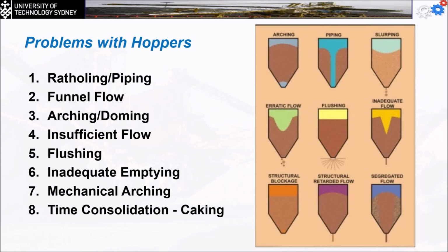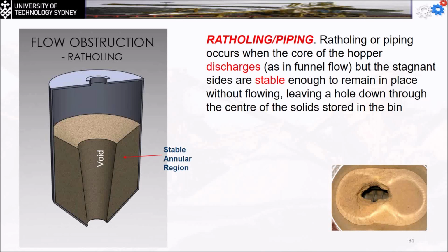So the rat holing and the piping occurs when the core of the hopper is discharged, but the stagnant sides are stable enough to remain in place without flowing, leaving a hole down through the center of the solid stored in the bin. So that's what we're going to see from the top.